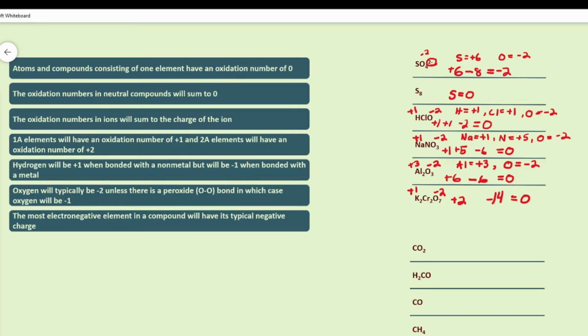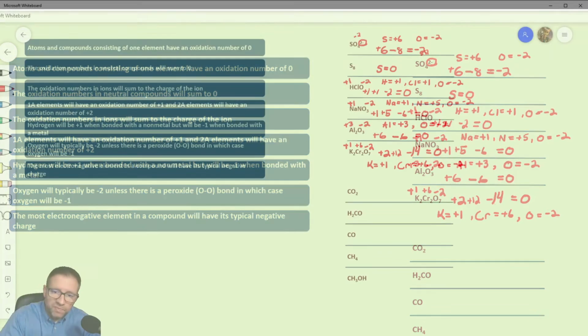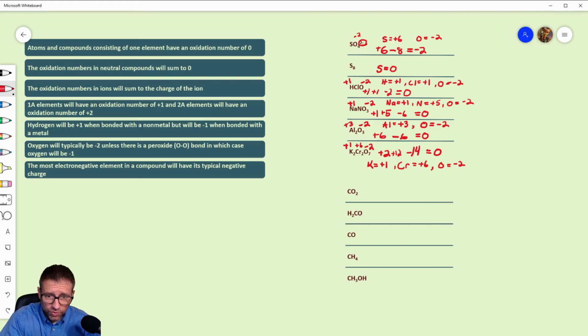We know it's neutral, so it's going to sum to 0. So in this particular case, we have got to get a +12 to make it sum to 0, but there's 2 of these chromiums, and so each one of them is going to be +6. So then when you add all this up, +1 times 2, +6 times 2, -2 times 7, it all sums to 0. So that's going to give us our final. Potassium is +1. Chromium is +6. And oxygen is -2.